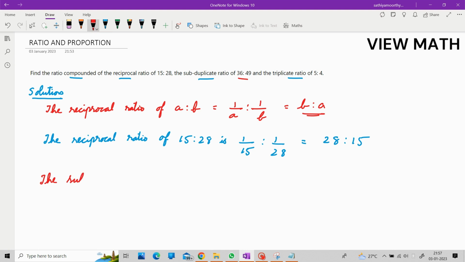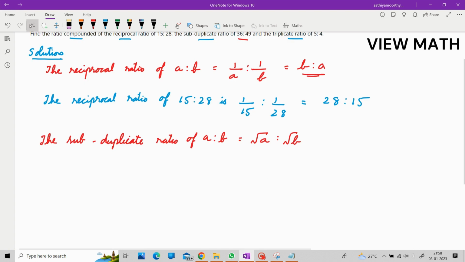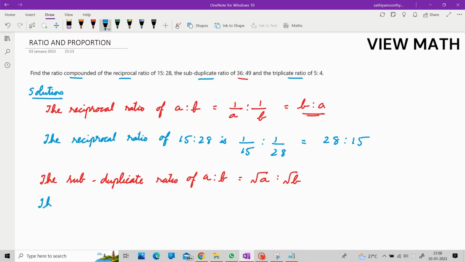Next, I am going to find out the subduplicate ratio of 36 is to 49. The subduplicate ratio of A is to B is equal to square root of A is to square root of B. So similarly, the subduplicate ratio of 36 is to 49 is square root of 36 is to square root of 49, which is equal to square root of 36 is 6 and square root of 49 is 7. So it is 6 is to 7.